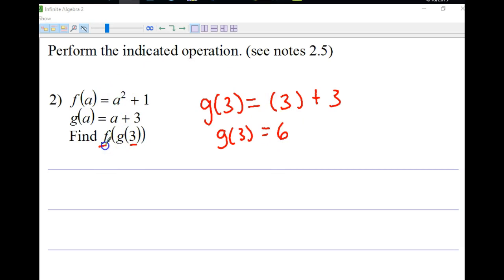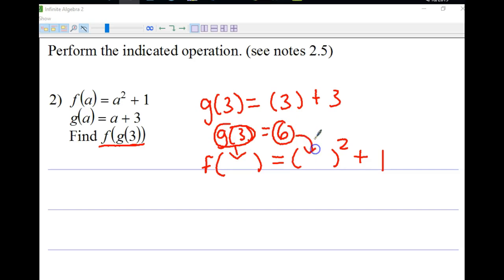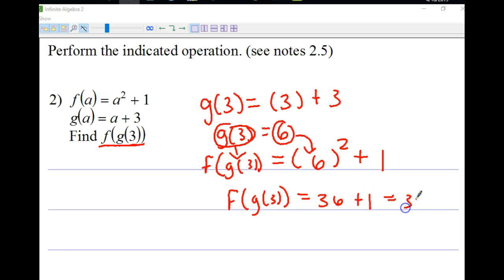Now, we want to figure out what is f of g of 3, so I'm going to take my outside function. Once again, I'm going to write underneath of that with blanks. A squared plus 1. And once again, we're going to just drop this function inside. And in this case, all I have is a number now. So I'm going to plug that in as well. And so f of g of 3 is 36 plus 1, which is 37. Okay.